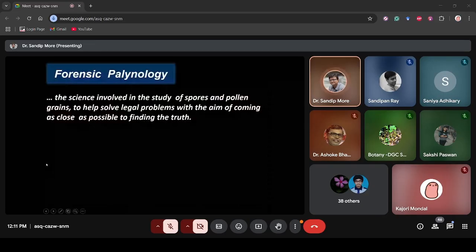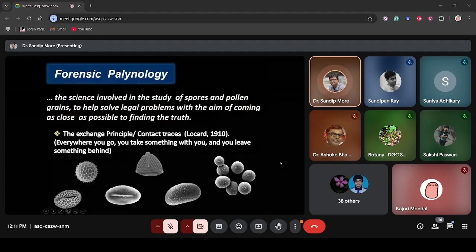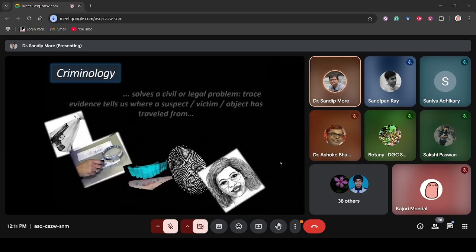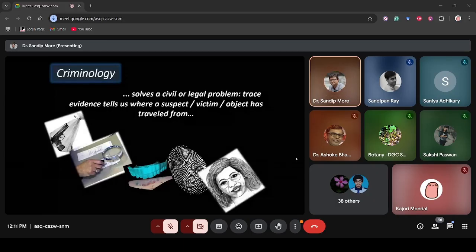Next topic and last application of my talk is forensic palynology. What do we know about forensics? We all know that forensics means anything that is criminal or legal. That means it solves a civil or legal problem. Trace evidence tells us where a suspect or victim or object has traveled from. It may be firearms, handwriting fraud, bite marks, fingerprint, shoe print, face detection, etc.